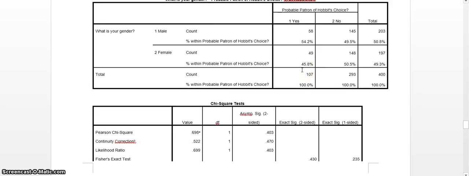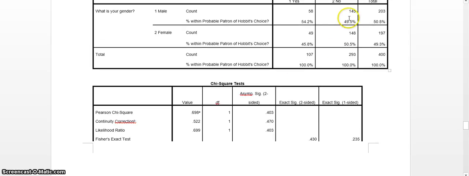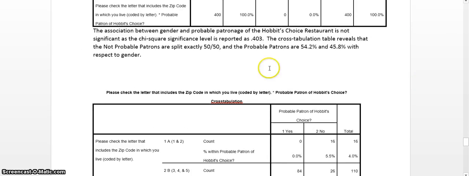The very third one would be the gender. In this case, it's 0.403. That means that there's no significance. What does it mean? It means that there's no association. Looking at the frequencies and percentages, you can see that there's not much of a difference, right? So you would say that it's a 50-50 split.